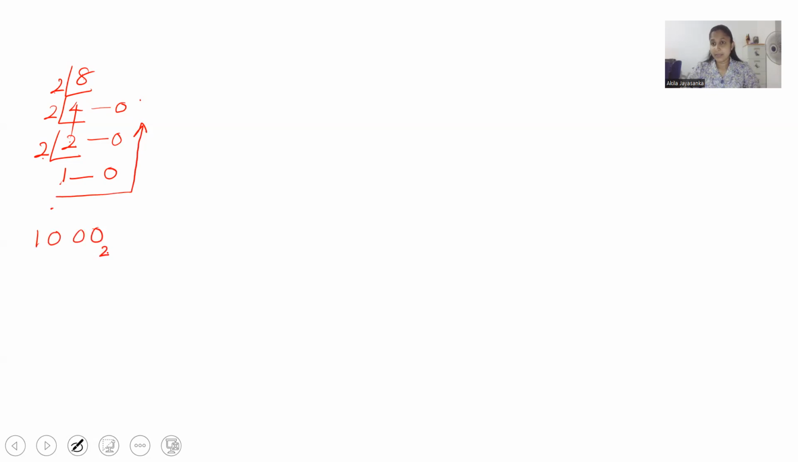Right? Please make sure to place this 2 after the final digit, at the bottom of the final digit. Right? Otherwise, if you don't put this number 2, we could read it as 1000. That is why, in binary values, we always write 2 at the end. Right? Next value is which one?